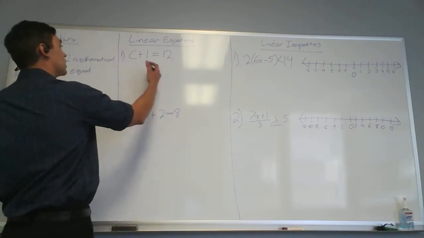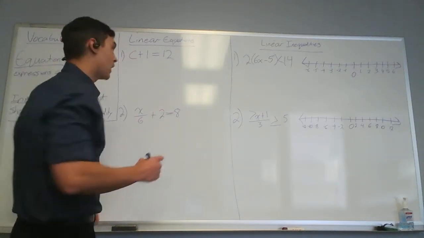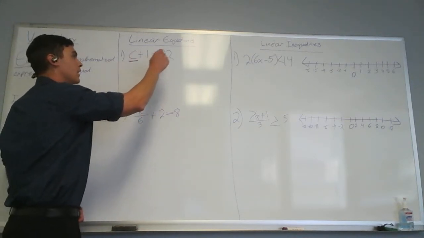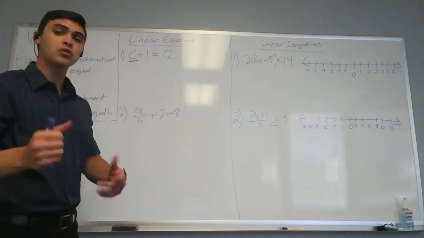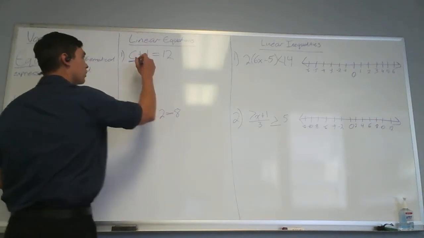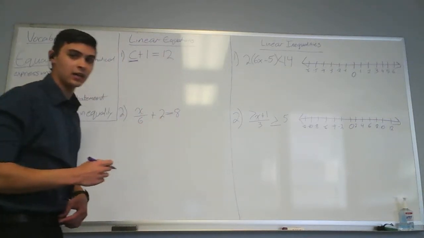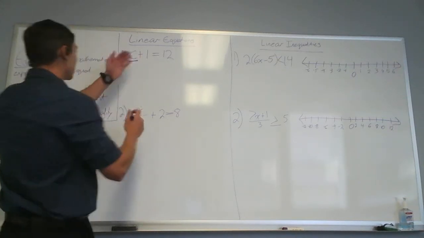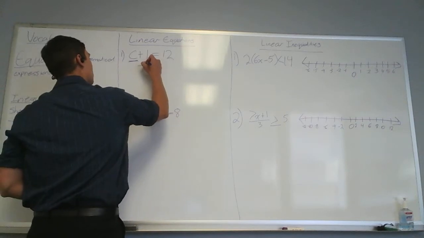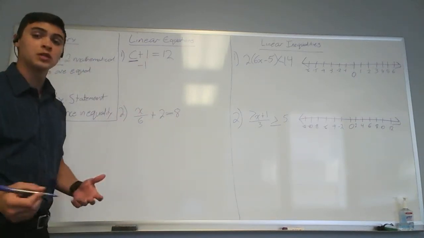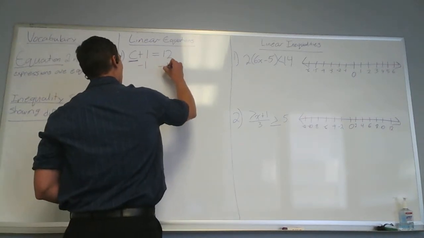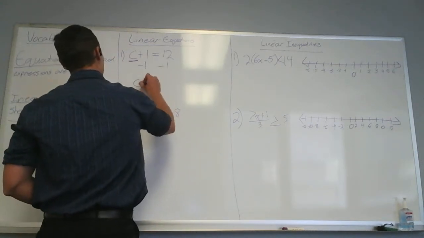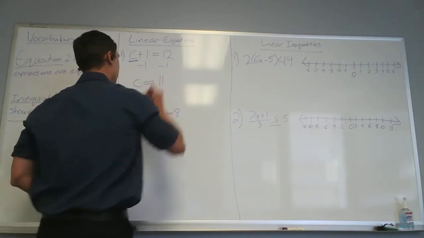If I have C plus 1 is equivalent to 12, that means that this value right here, whatever it is, adding 1 is equal to 12. If we do some reverse operations here, to move this 1 onto the right side, we have to subtract 1. In order to get rid of the 1 on this side, we subtract 1 on the left side, and whatever you do to the left side, you must do to the right side. Therefore, you subtract 1 on the right side as well. If you do the math, then C is equivalent to 11.